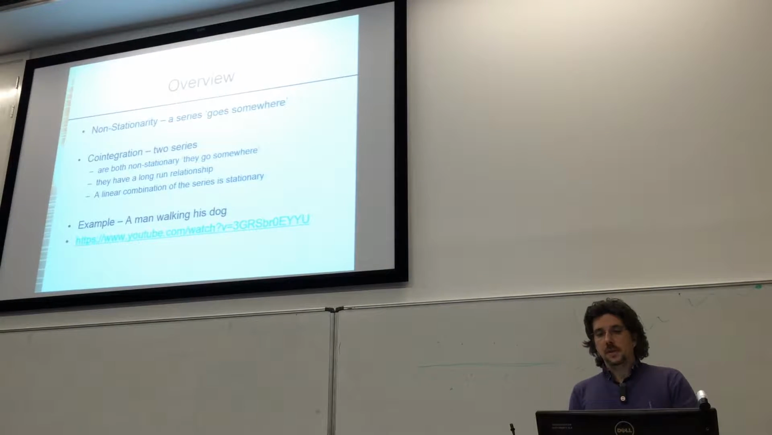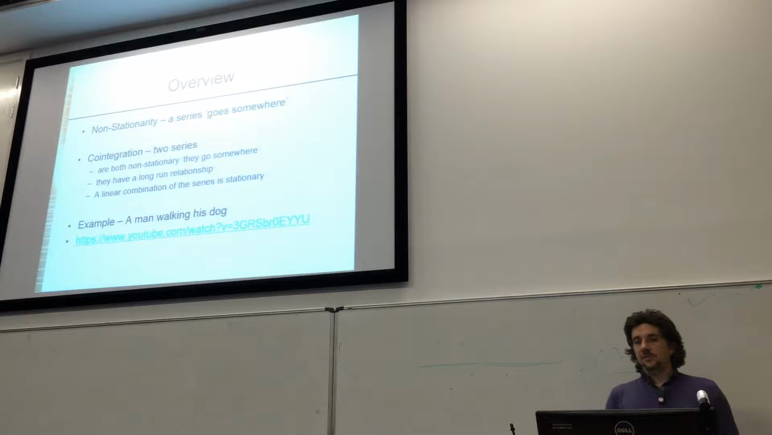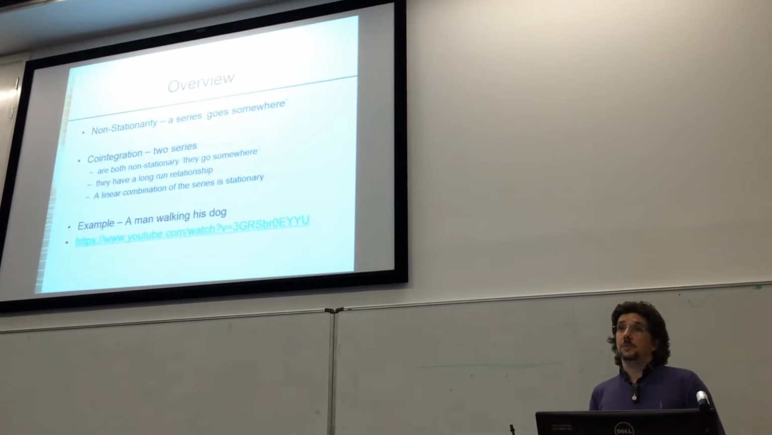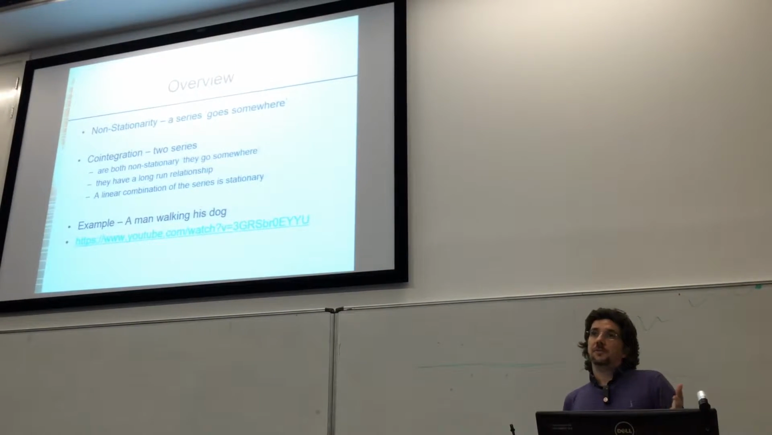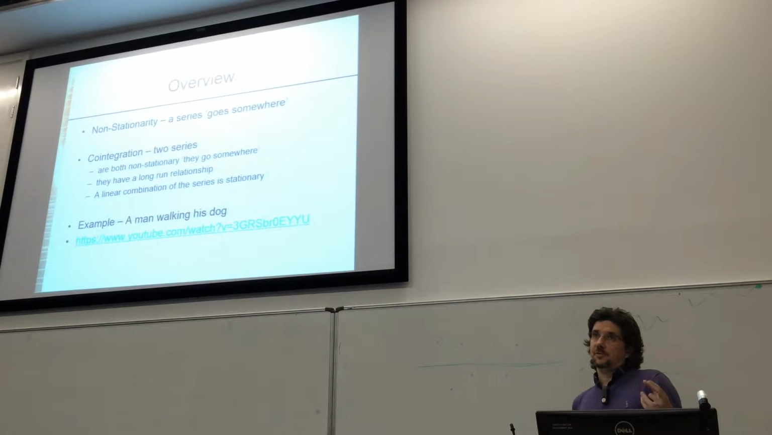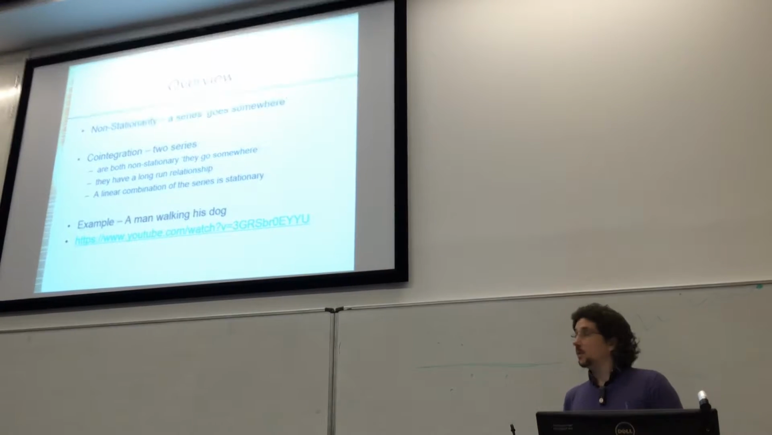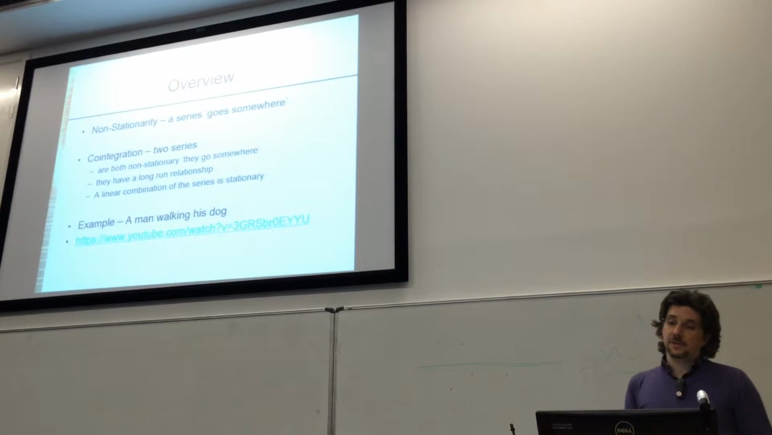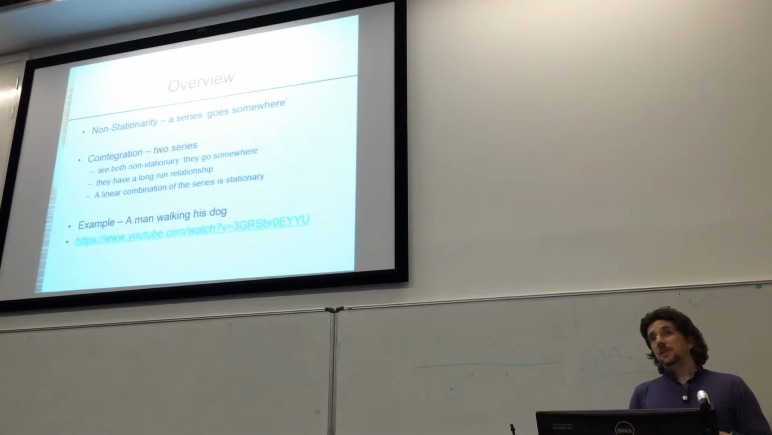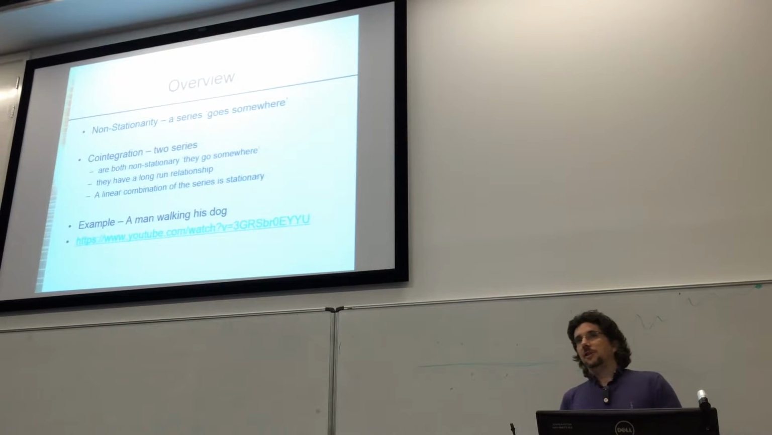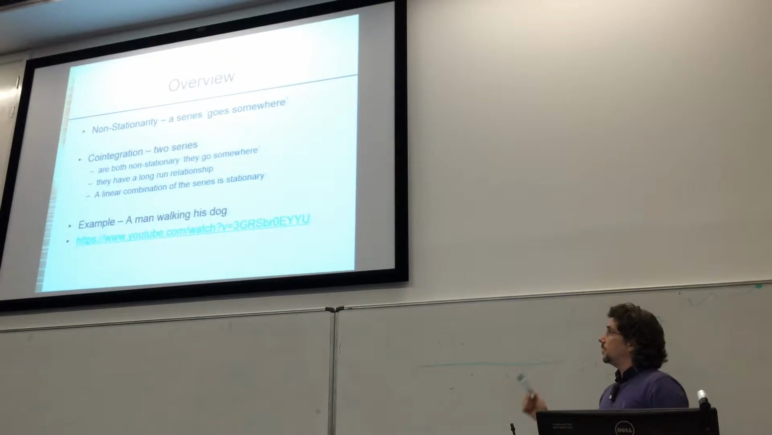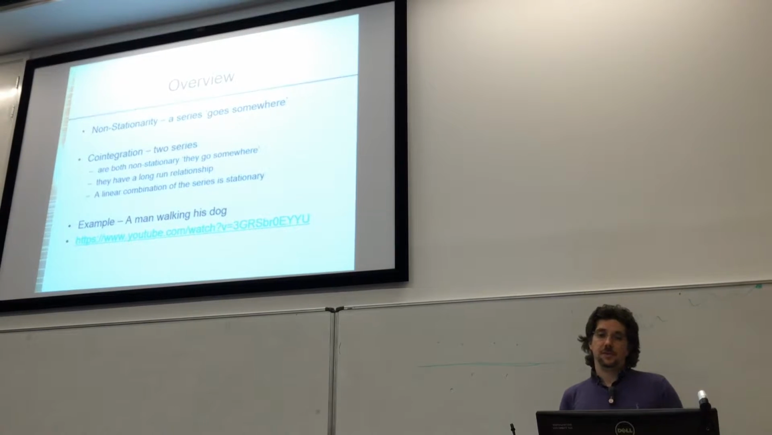So an overview, non-stationary means a series goes somewhere. So as I said here, it's moving away from its initial point. We're going to go through the different types of processes of financial returns that lead to that later on. Co-integration between two series: they're both non-stationary, so they both go somewhere, and they have some kind of a long-run relationship. So that's a relationship where if you looked at the returns, it might not show up, okay, in a linear regression.